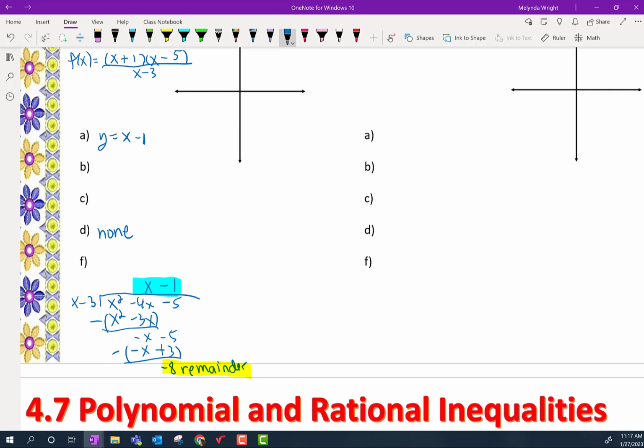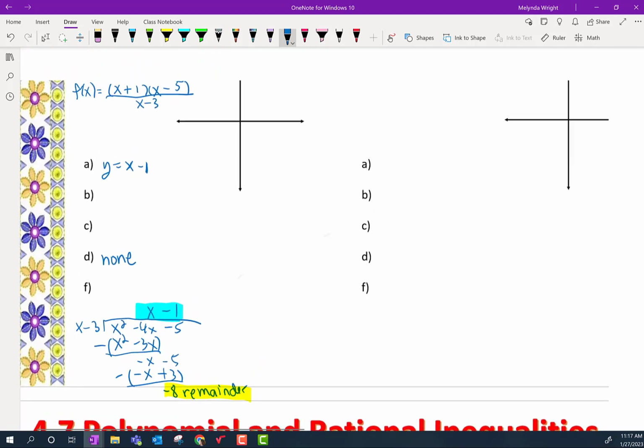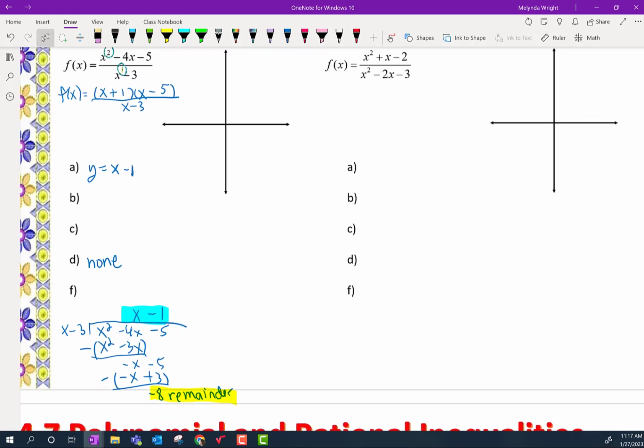All right, part B is asking us for vertical asymptotes. That's when we set the denominator equal to 0, and we can kind of do that in our head because you will have factored it already. So our vertical asymptote is x equals 3. You can show the work if you want to, but you can kind of do it in your head.